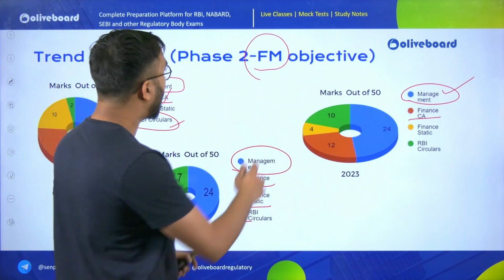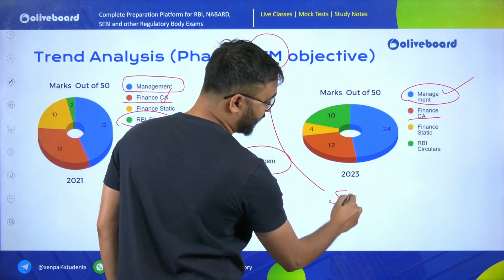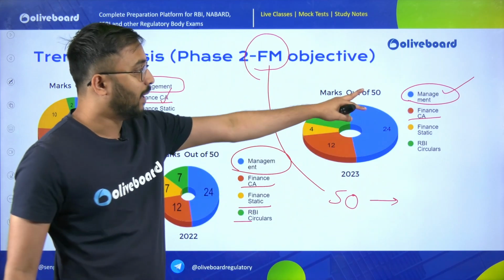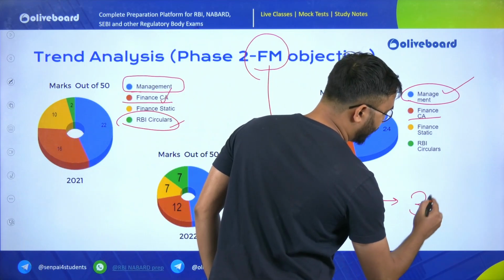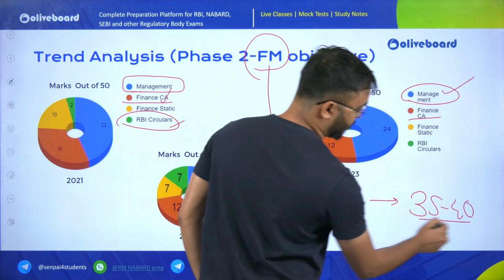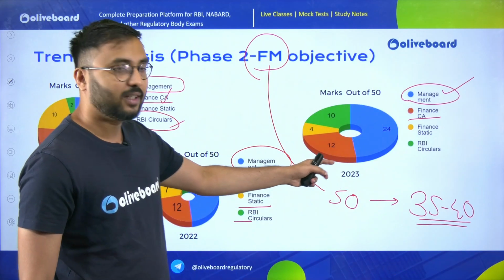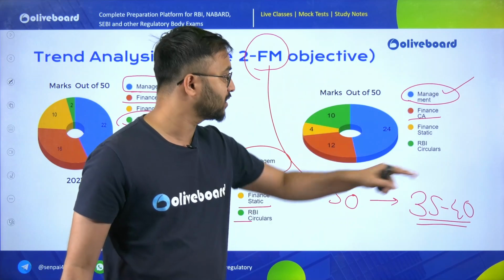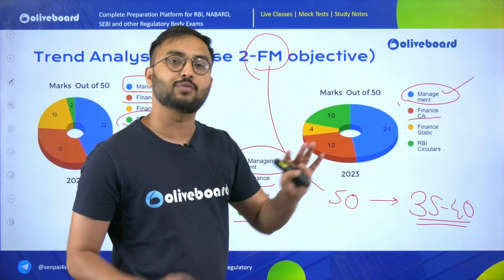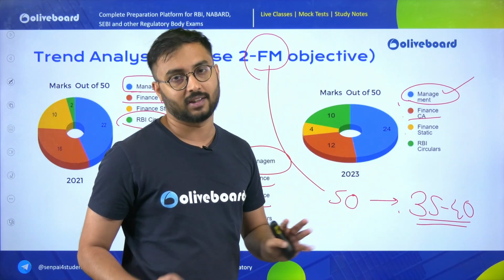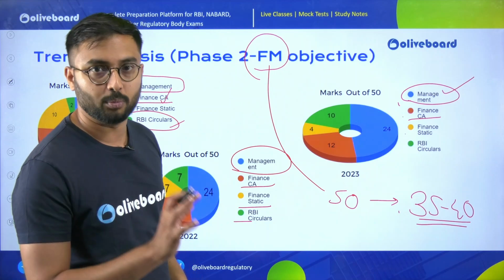If you do that, out of 50 in finance and management, finance current affairs and finance static almost gives you 35 to 40 marks. Which shows that, rather than going randomly after topics, do only management static, finance current affairs and finance static. That is more than enough to score 35 marks in finance and management objective.